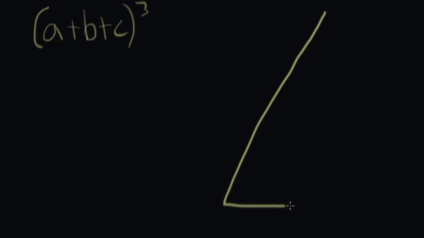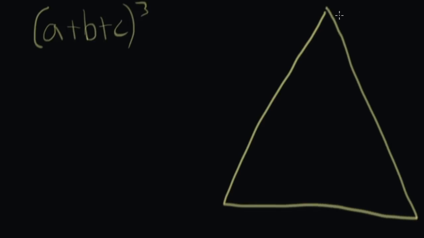So let's take a look at what happens when you are cubing a trinomial. So here's our good old trinomial, a plus b plus c, and we're going to cube it. And we're talking about a tetrahedron, which is kind of like a triangle kind of thing. So this is going to be kind of cool. And how does it all play out? Well, it's going to be the same sort of idea. Let's take a look at some other things before we get into this actual question.